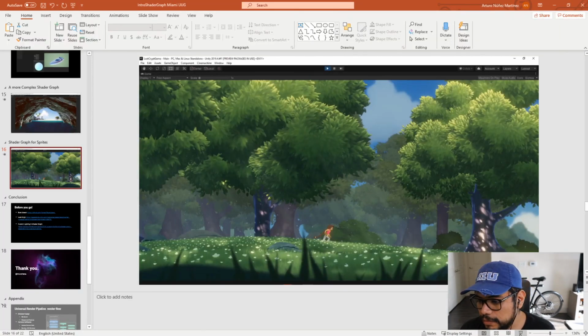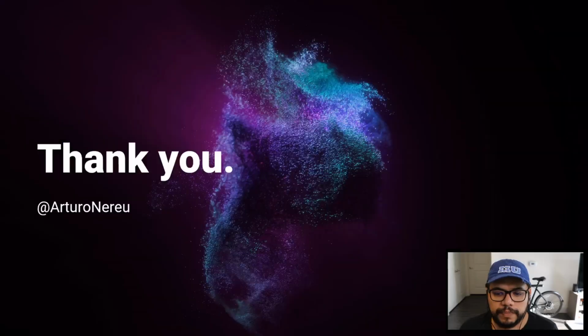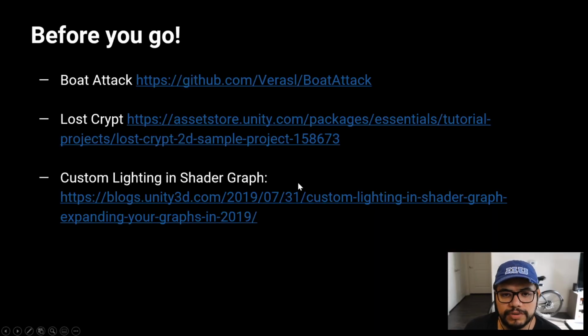And we're going to go back here, and then here we go. That was it. Here are the links if you want to learn more about the Boat Attack, the Lost Script, which is in the Asset Store, and the custom lighting in Shader Graph, if you want to know more about how to create your own animations using shaders. There are certain effects you would need to know more about: illumination, the color of the vertices inside the shader graph, and how to integrate the lights outside the actual shader.